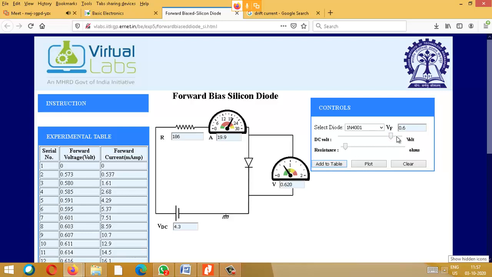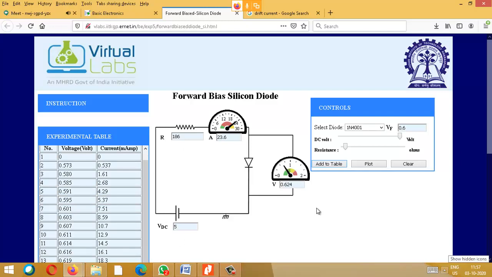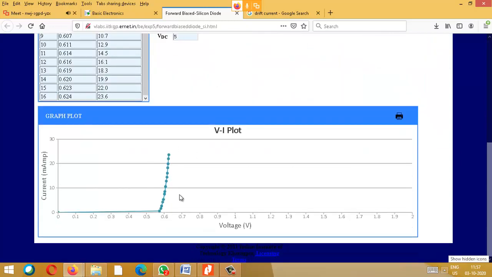Okay, so we have gone till the full scale reading. So 5 volt. Starting from 0 volt till 5 volt we have done. Now you can have a plot option. See, when you plot it, the value has been plotted. So this is called forward characteristics.